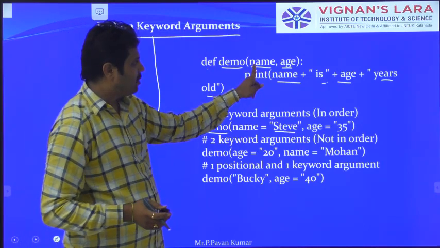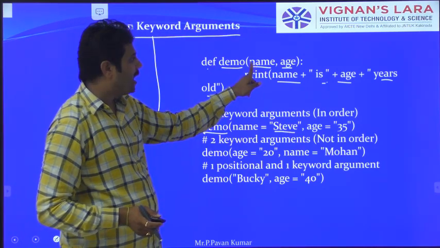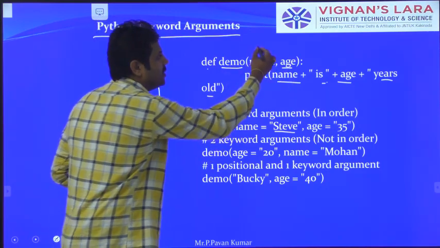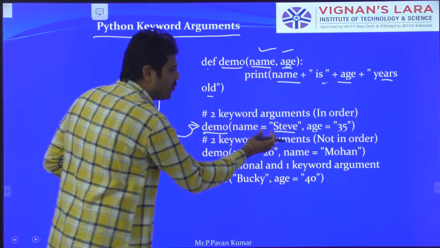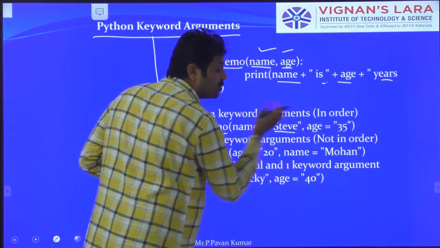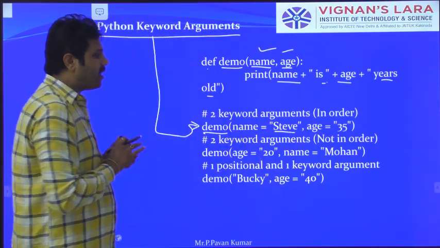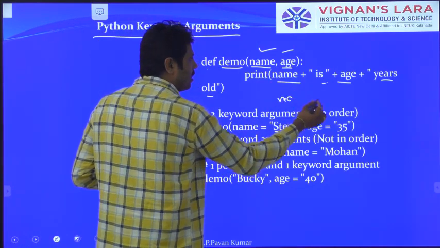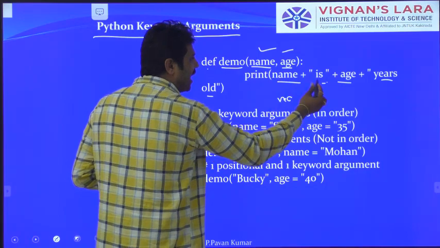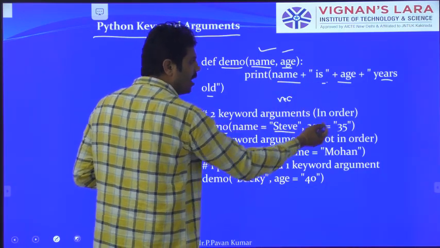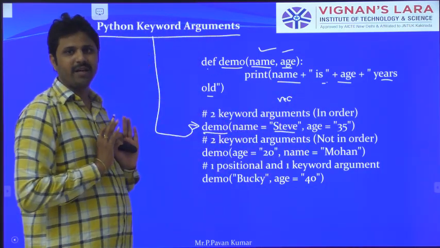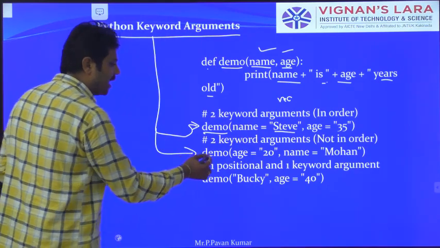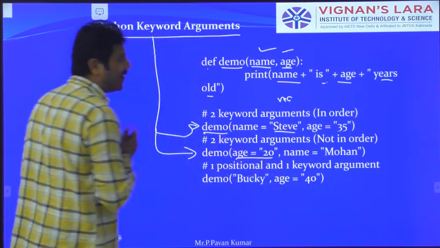Here I just observe the name of that variable, name and age. This is name and age. Name equals to Steve, age equals to 35. It will print, that means name is Steve, age is 35 years old. It is your output. Next, observe the second point, demo, age equals to 20.